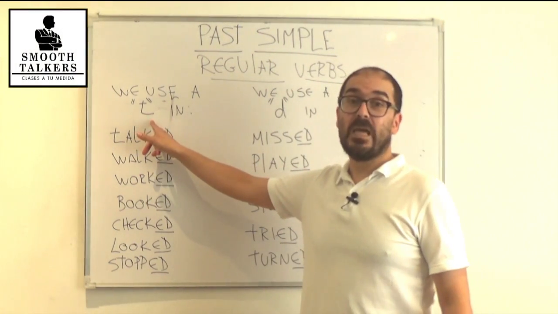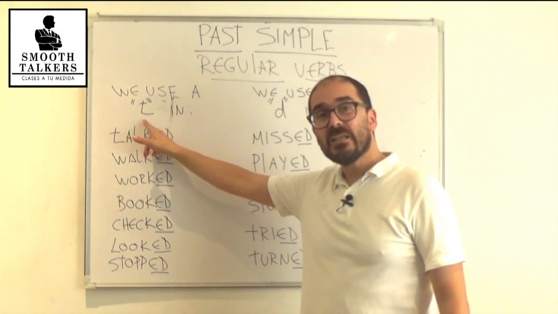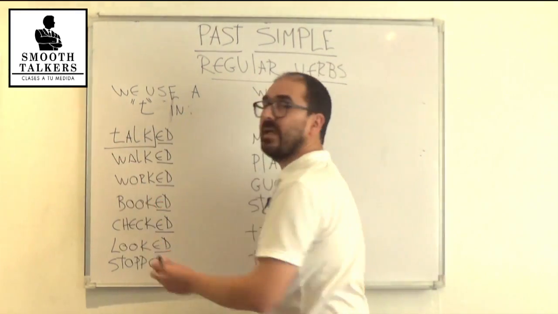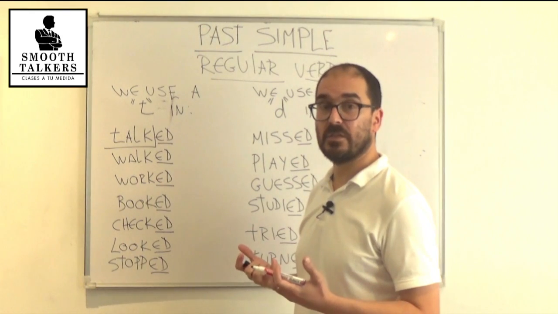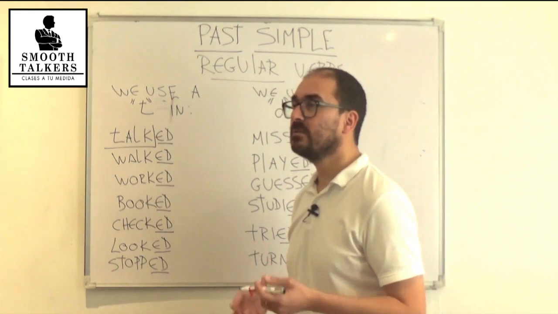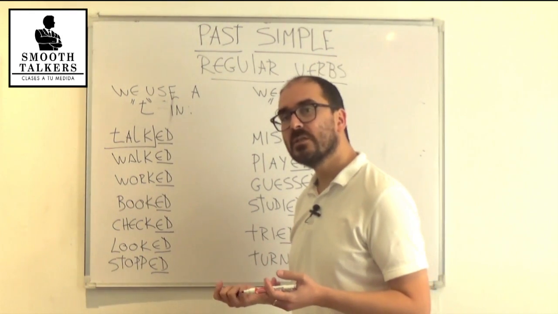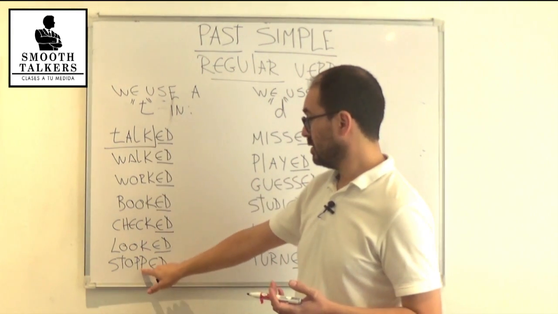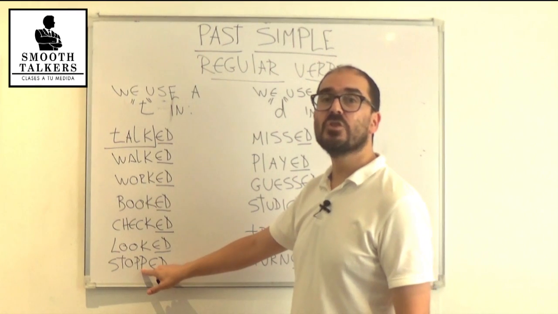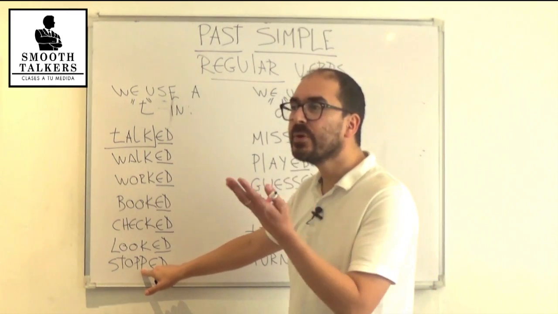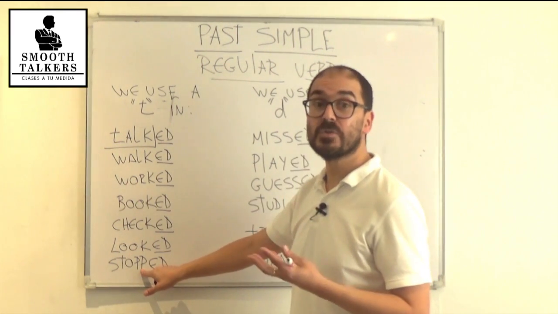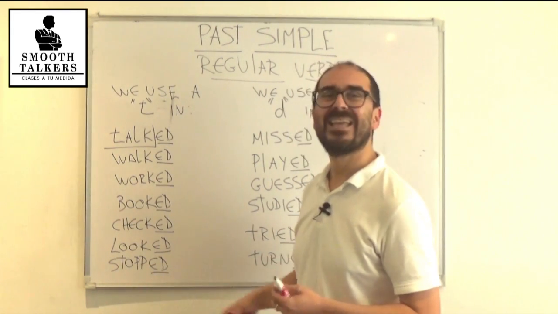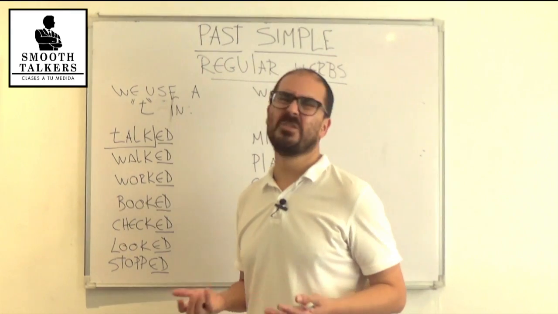So, to recap, we use the T when the original verb ends in a strong consonant. Talk, talked. So we have a strong consonant, K. Look what happens here. Stop, stop. You move the air. That's called a plosive sound. Stopped. It takes a little bit of practice, but it's manageable.